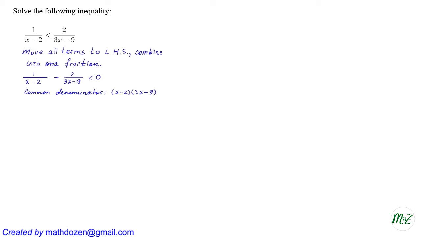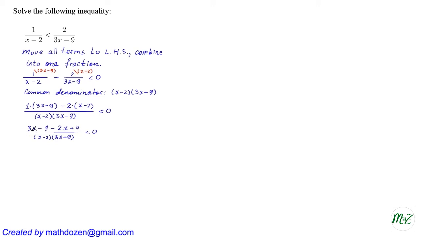The common denominator is x minus 2 times 3x minus 9. So we're going to multiply the first fraction by 3x minus 9 and the second fraction by x minus 2. So when we're done with combining, we're going to end up with the expression 1 times 3x minus 9 minus 2 times x minus 2, all of that over x minus 2 times 3x minus 9. So now all we have to do is distribute everything in the numerator and simplify that.